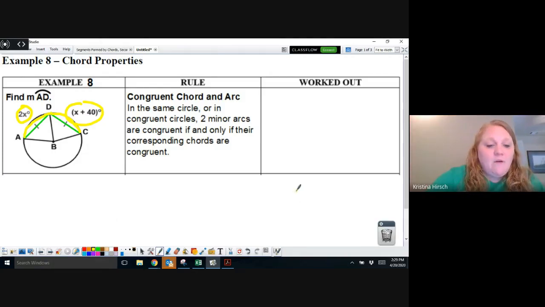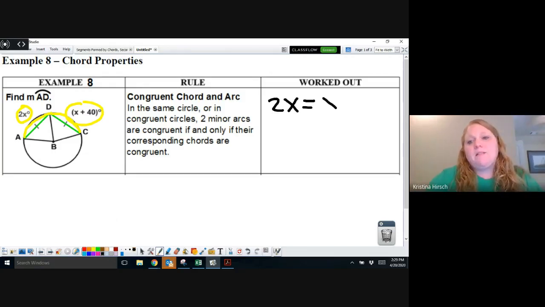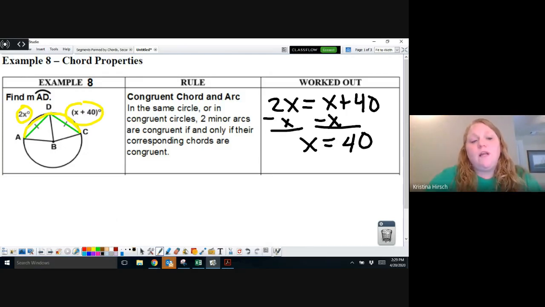So I can set them equal to each other. So I would just say 2x equals x plus 40. And for this one, I'd subtract x from both sides, and x would be equal to 40. So I would know that the measure of these arcs are 80 because 40 plus 40 is 80. 2 times 40 is 80. So 80 for this one, and then 80 for this other one. So together, 160 degrees.